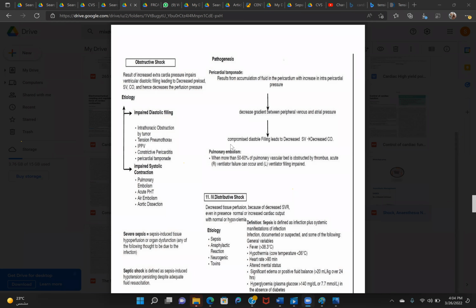Another point related to air embolism is related to laparoscopic surgery, in which usually we label air embolism as because of carbon dioxide insufflation in laparoscopic surgeries. What is the mechanism of air embolism? Venous air embolism.